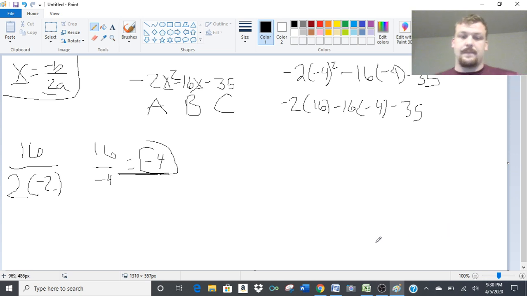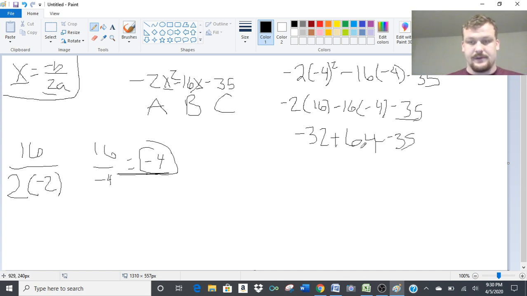Now we can just pull out a basic calculator on our phone, like this is what I'm doing. You can simply do negative 2 times 16, which gives you negative 32. And then you could do negative 16 times negative 4, which gives you positive 64. And then you can just bring down this negative 35.